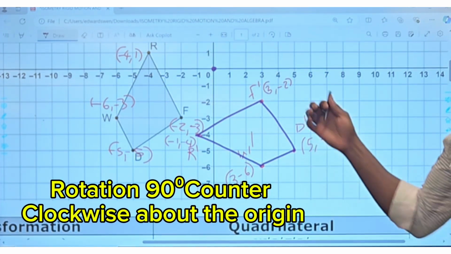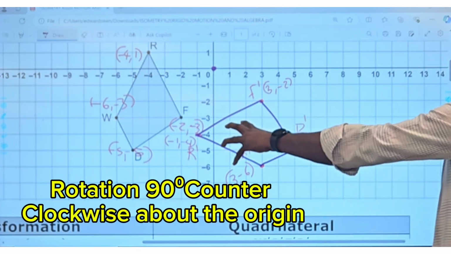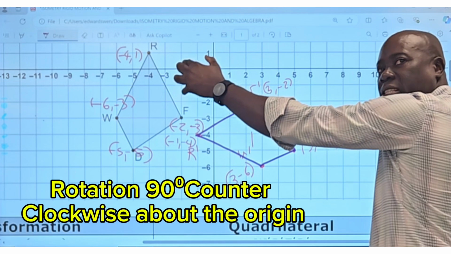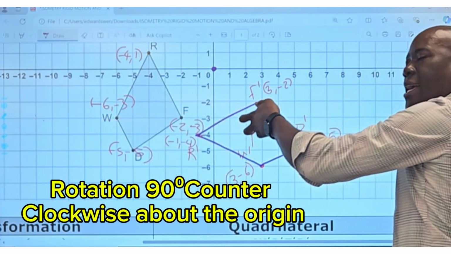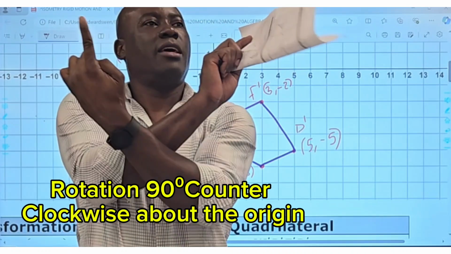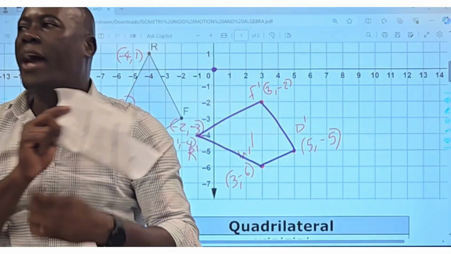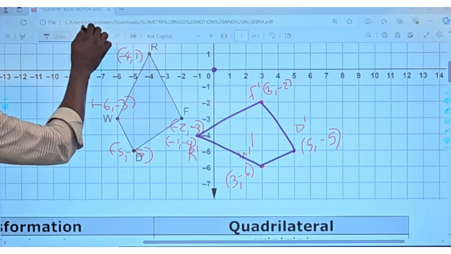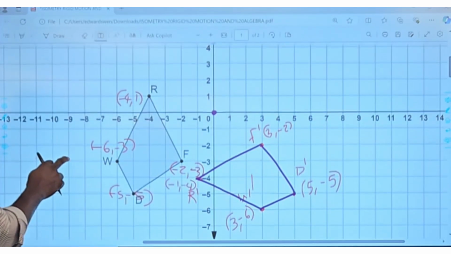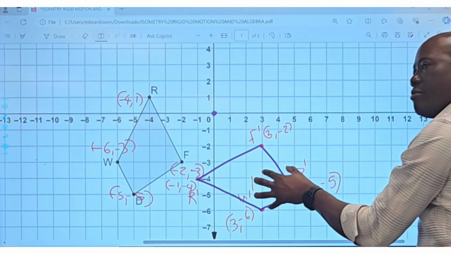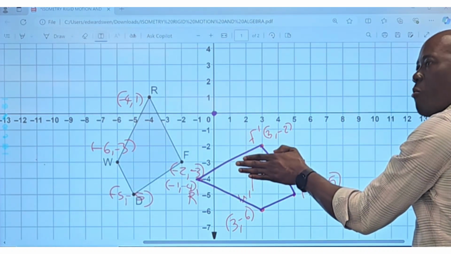So this is basically a rotation about the origin right here, 90 degrees counterclockwise. So to do that, all you have to do is exchange x and y and change the y value. And if you do that, you get that rotation. All right. So we just moved from here to here. So now we're going to move this to somewhere else.